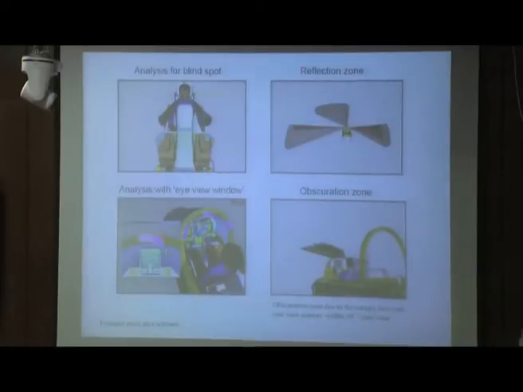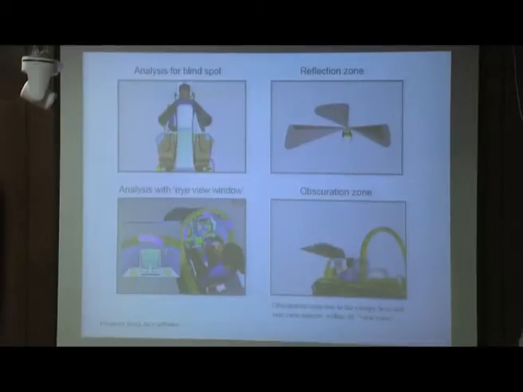Similarly, we can evaluate the reflection zone. Reflection zone means we can also call it the mirror view. If it is a vehicle or a cockpit, there are different types of rear view mirror and front view mirror. So from that rear view mirror or viewing mirror, we can visualize which area will be visible through that particular mirror.